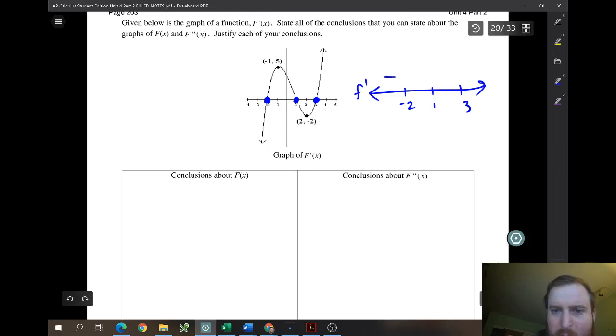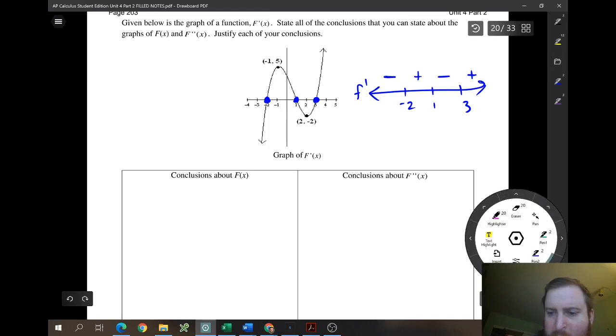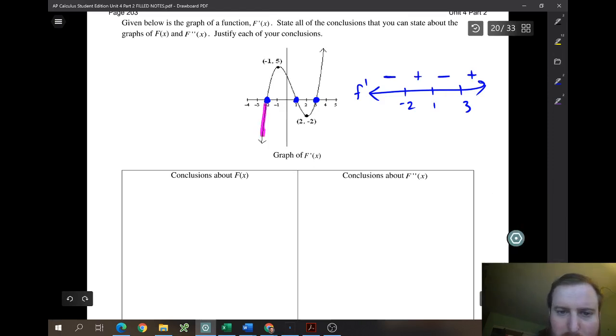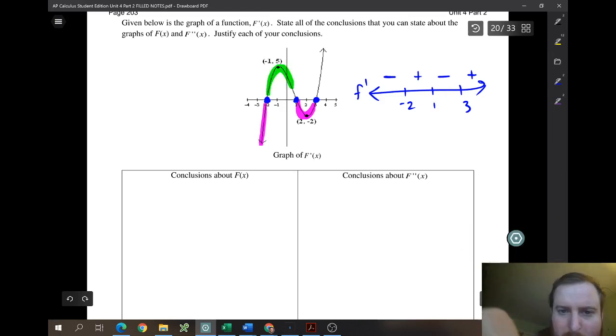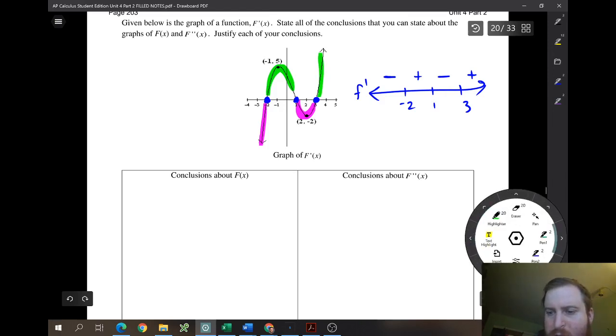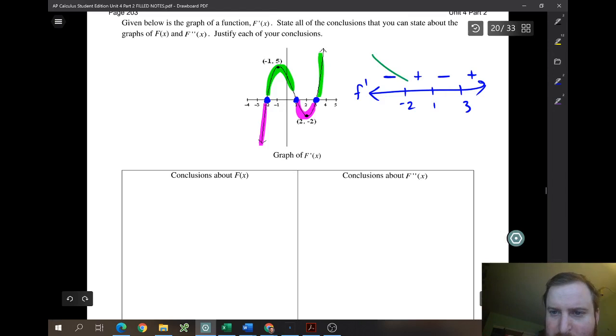So it's below the axis, above the axis, below the axis, and above the axis, right? Below the axis is F prime negative, and above the axis would be F prime positive. So what is my original graph doing? My original graph is decreasing, increasing, decreasing, increasing. That's what F is doing.